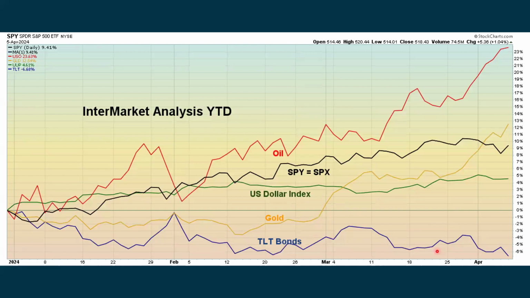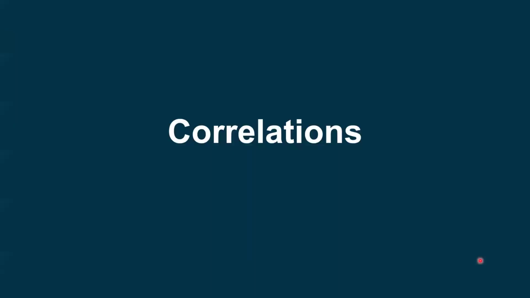Intermarket analysis chart going back to the beginning of the year where oil is doing the best, followed by gold, which has now gone into second place, then stocks, then the dollar. Bonds based on price are negative on the year.